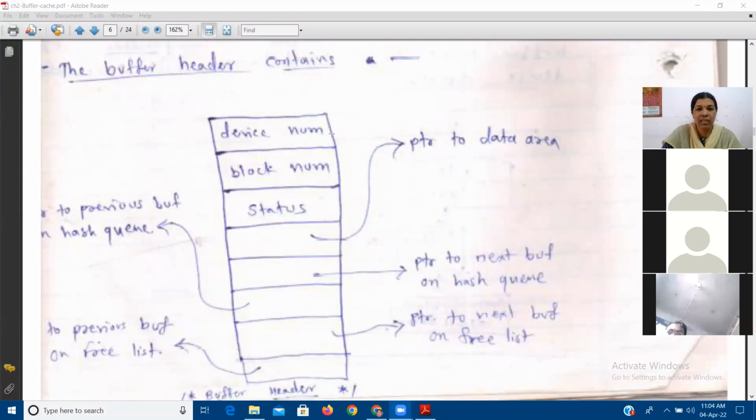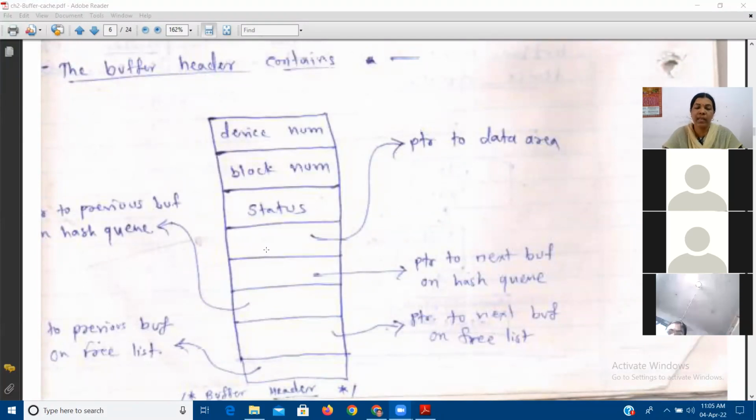It consists of device number, block number, status, pointer to data area, pointer to next buffer on hash queue, pointer to previous buffer on hash queue, pointer to next buffer on free list, and pointer to previous buffer on free list. I request all the students to draw this diagram. Mostly this is the diagram of the buffer header.